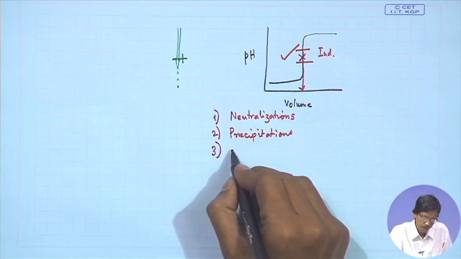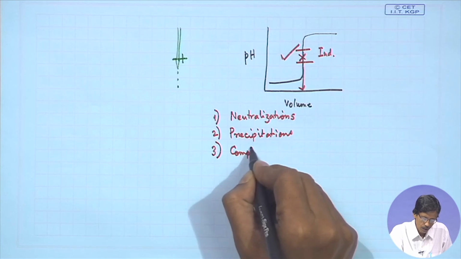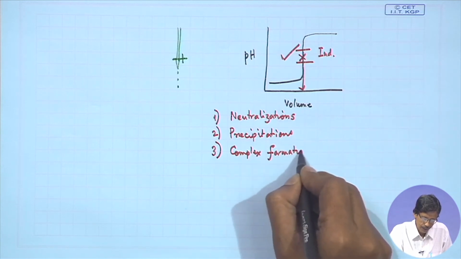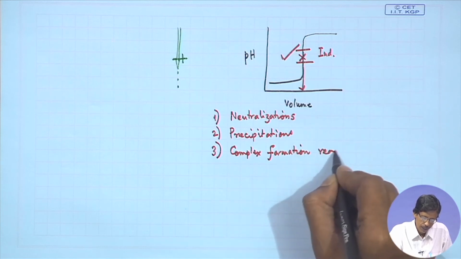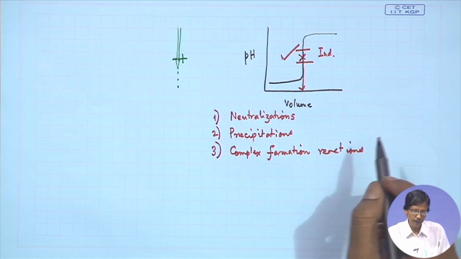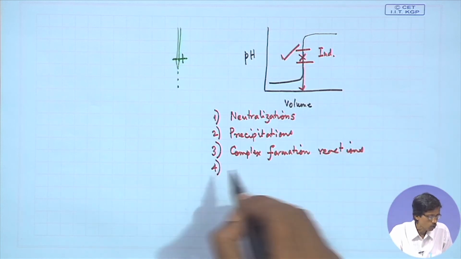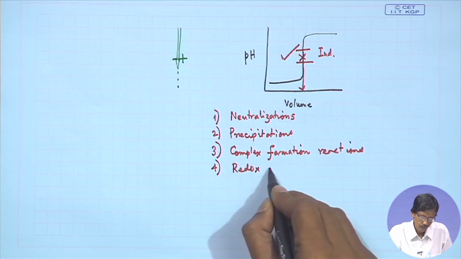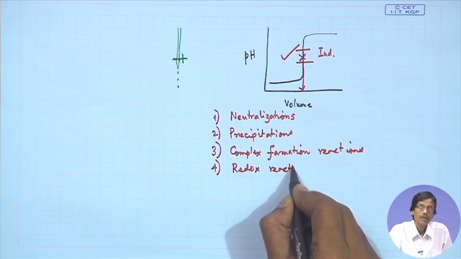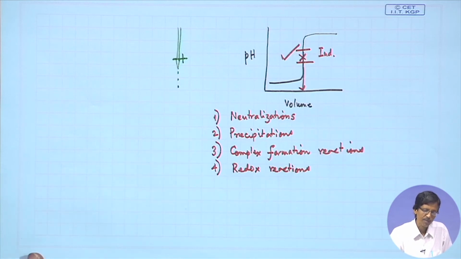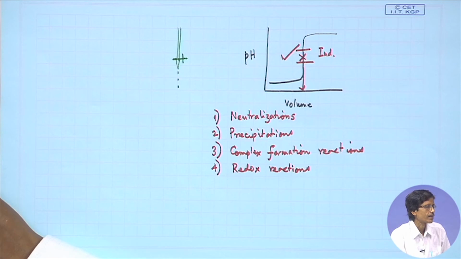We can also have the complex formation reaction, where EDTA is used for the titration of calcium ion or magnesium ion, and also the corresponding redox titrations, the redox reactions. So, all we can handle, and in all these cases your plot will be similar. So, this staircase type of plot we get.